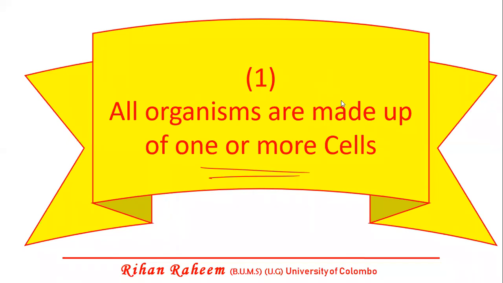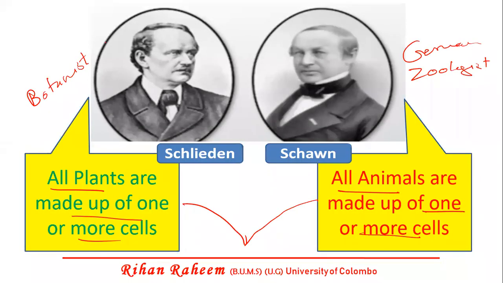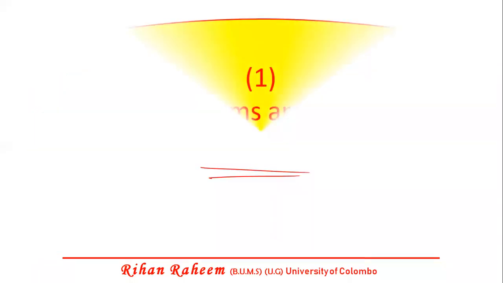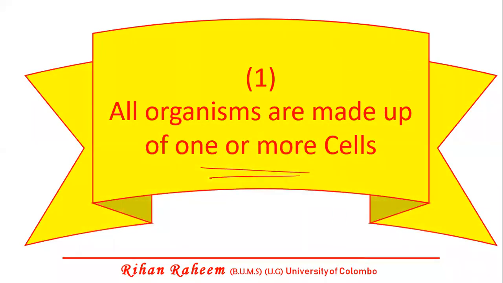At last I will show it. All three together I will show it. First point. So how did that first point come? By two points: all plants, all animals. Plants is one theory, animal is one theory. They put together to make it easy and short, and they made it like all organisms are made up of one or more cells.